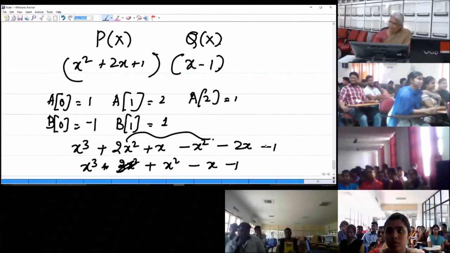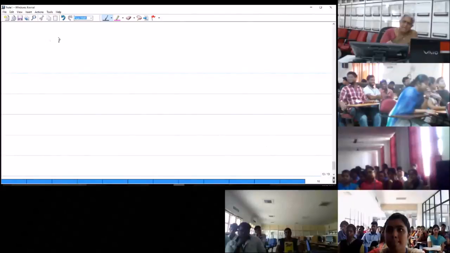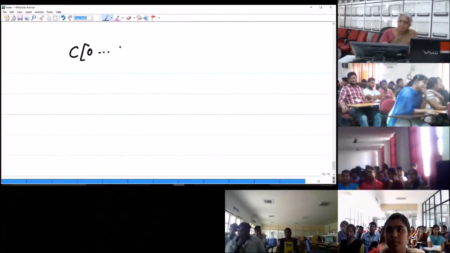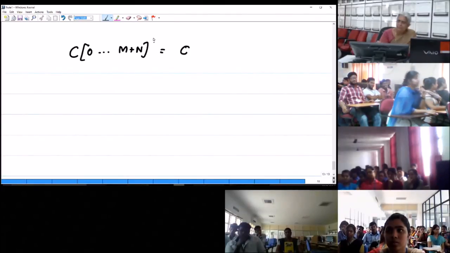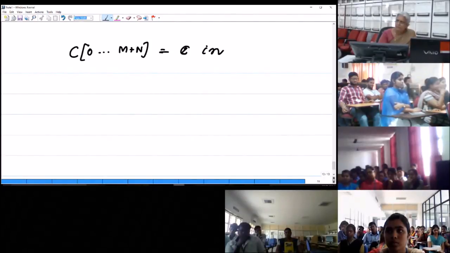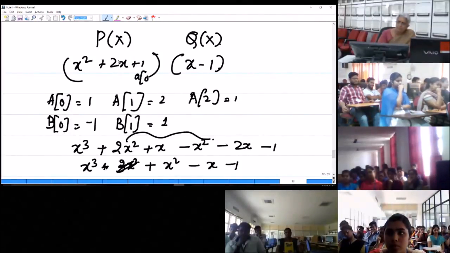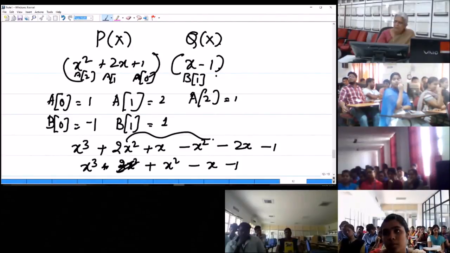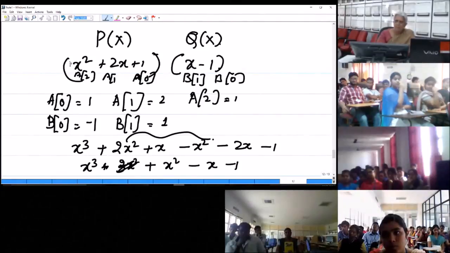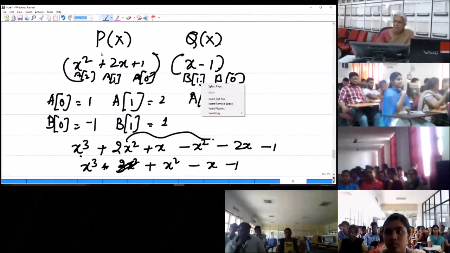Now how can we do this programmatically? If I define an array C from 0 to n plus n, I initialize them to 0. Now clearly, if you look at the previous thing, this is A0, this is A1, and this is A2, and this is B1, and this is B0. B1 is multiplied with A2, and the degree of that term is 2 plus 1, so that becomes x cubed. Similarly, A1 is multiplied with B1, which gives me 2x squared.